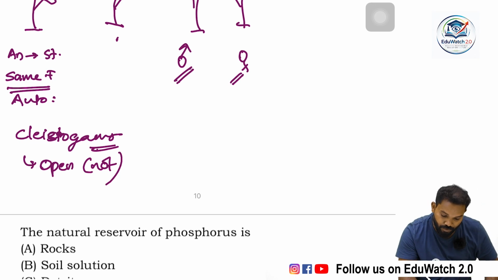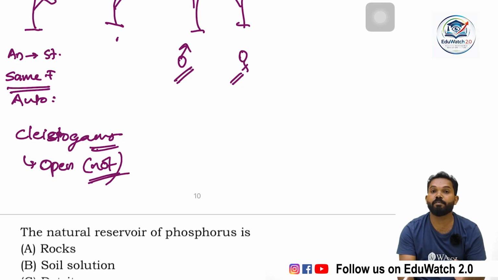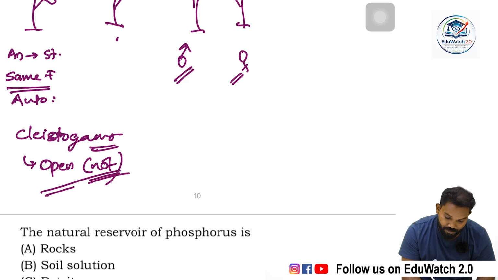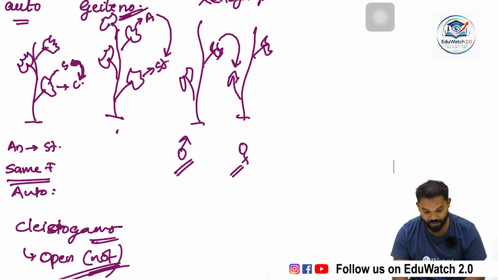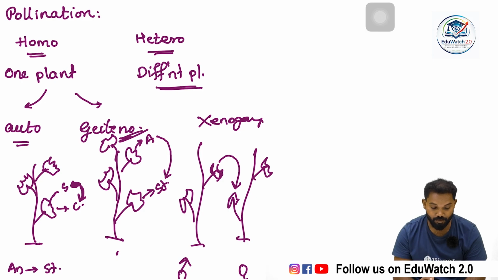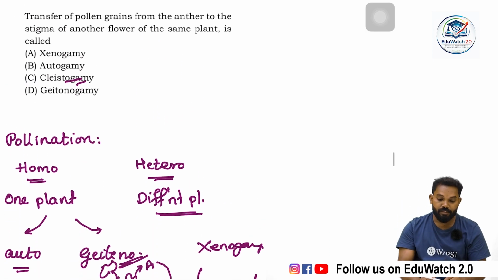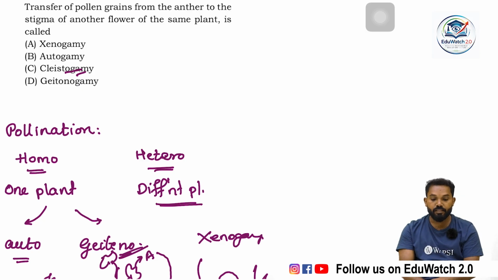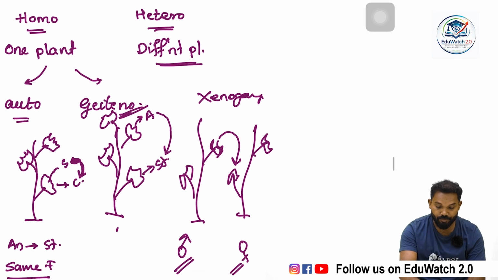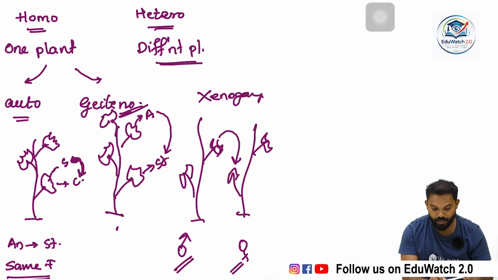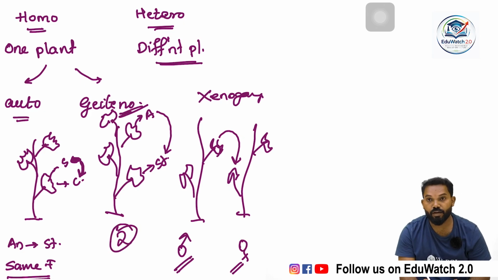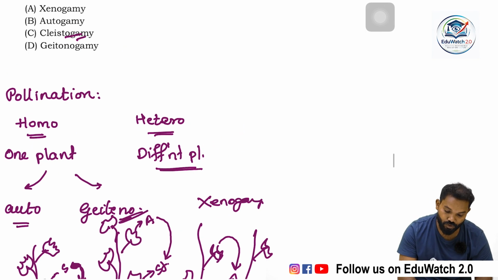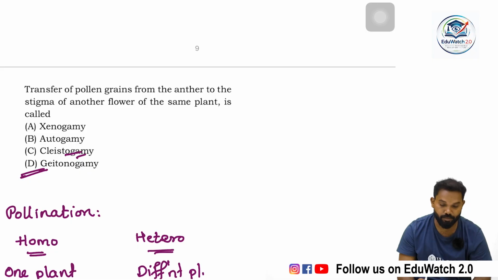So, if the flower does not open, then the pollination takes place within that flower itself. This is a type of autogamous condition, but the flower does not open. So the question is the transfer of pollen grain from the anther to the stigma of another flower of the same plant. Here, this is the same plant, and the pollination takes place from one flower to another flower. That phenomenon is known as geitonogamy.